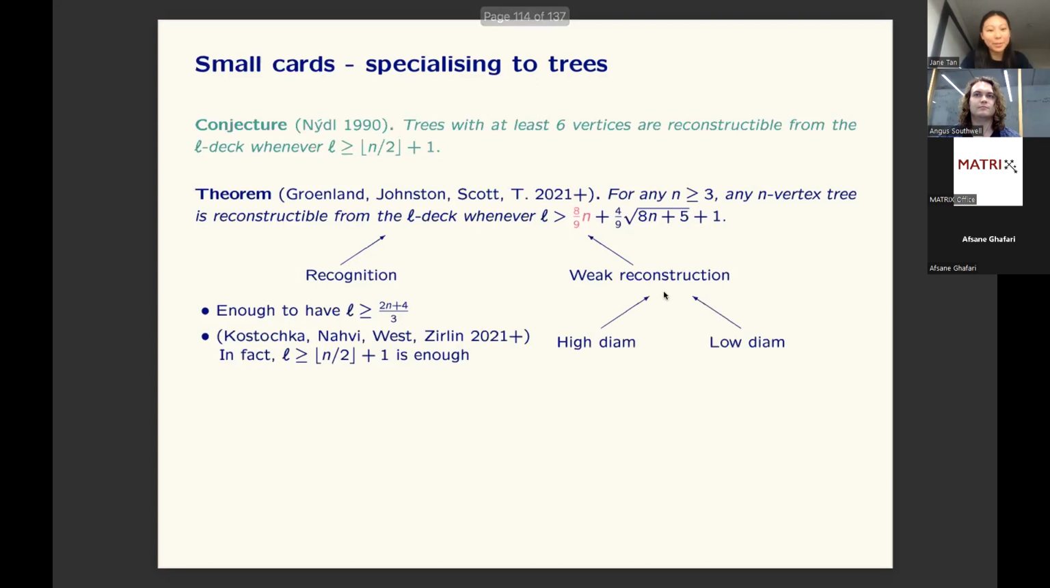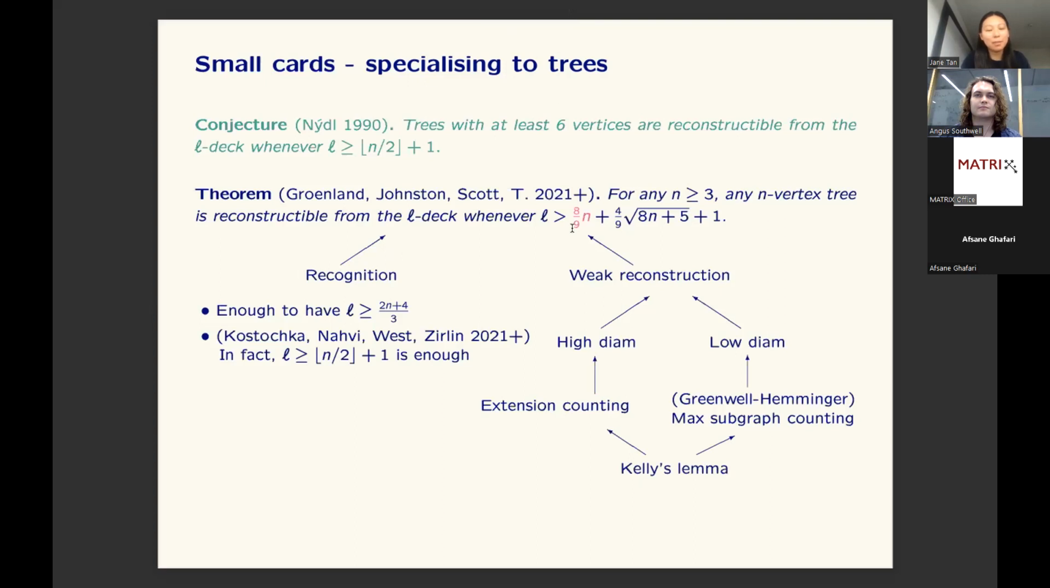Let's talk about weak reconstruction for this 8/9. The way we do it is we split it into 2 cases. There's a high diameter and low diameter case. We use a different counting tool for each one. For high diameter, it's something we call extension counting. That's something new that we came up with. For low diameter, there's a nice standard tool called the Grimm-Heminger theorem, and this essentially counts maximal subgraphs. Without going into any detail, the key thing to know is that both of these are heavily based on Kelly's lemma. So that's underlying all of the methods here with exact counting.